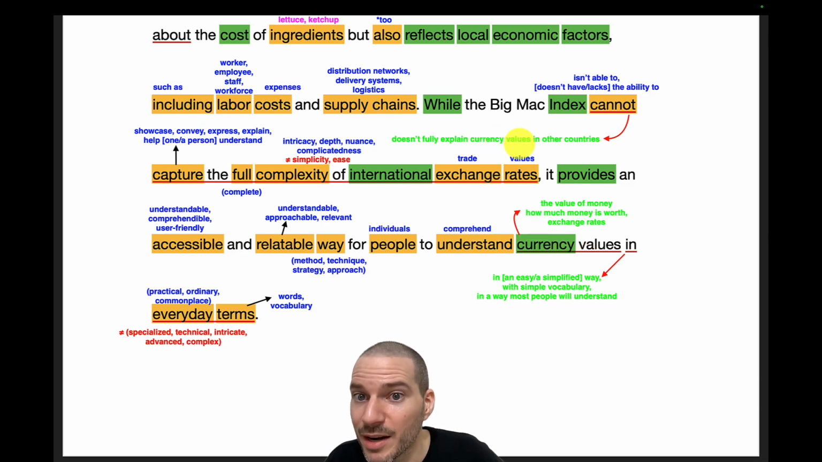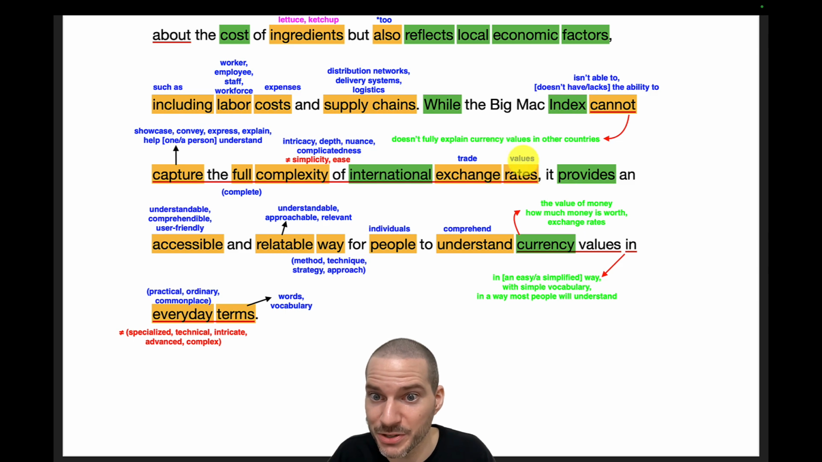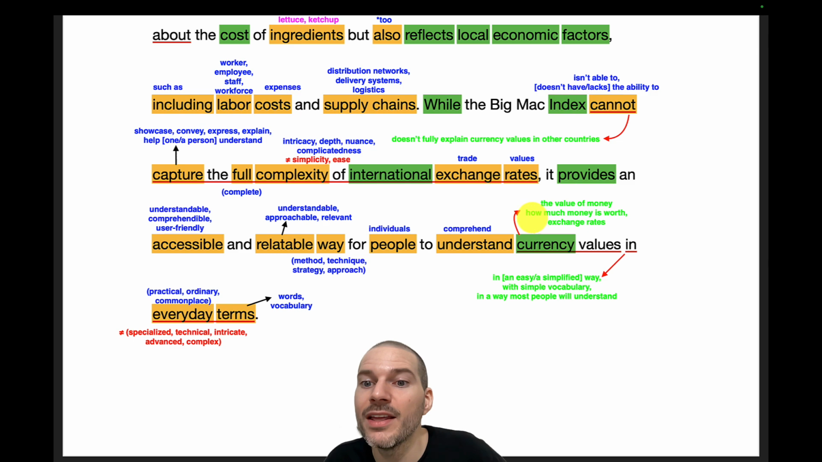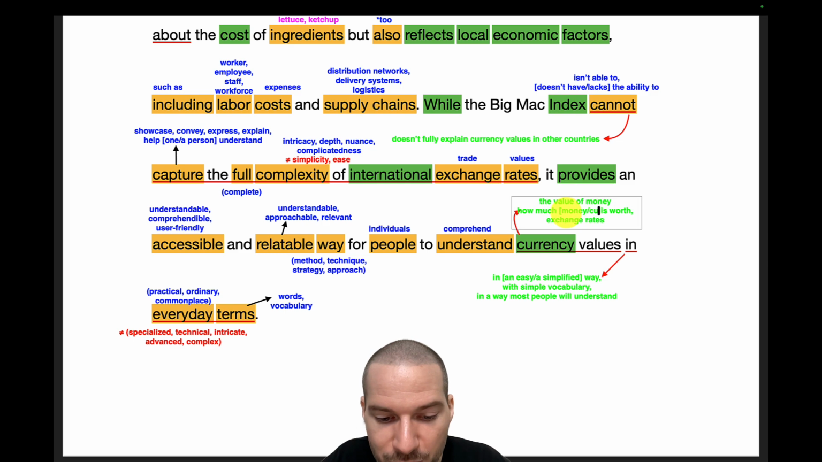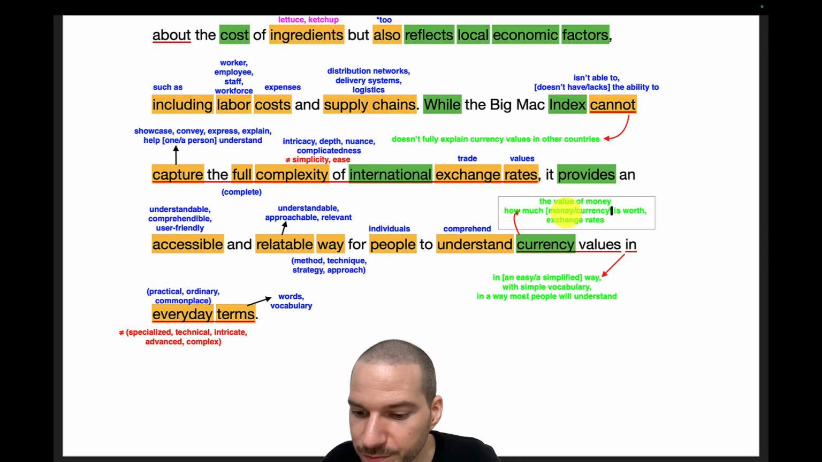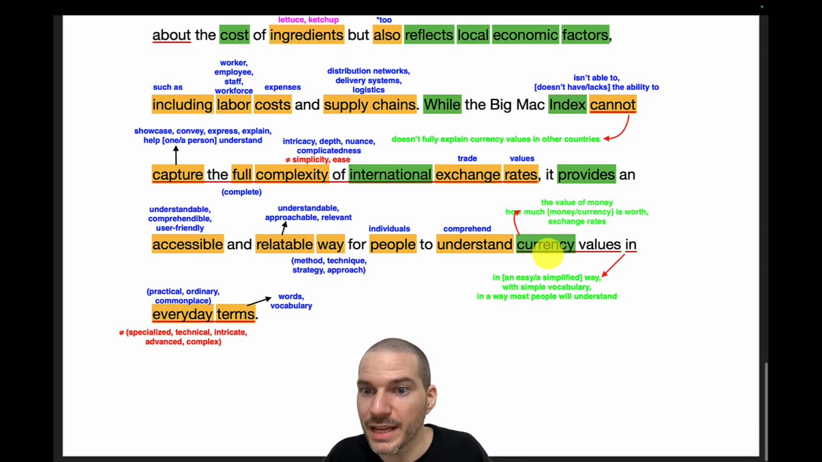And you can see I wrote that up here in this, so I could kind of help you understand that they're going to use it here. So let's read through this. For people to understand the value of money, or for people to understand how much money is worth. And maybe for money here, I might even say currency. Or for people to understand exchange rates. And I will add the word currency. That's a good synonym for you to use here. Okay? For people to understand currency values, or for people to understand exchange rates in everyday terms.